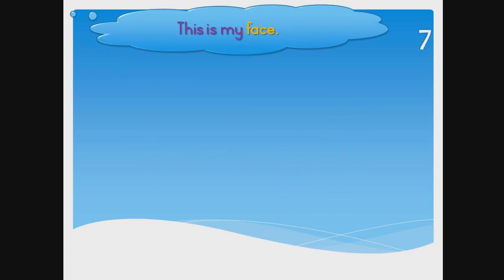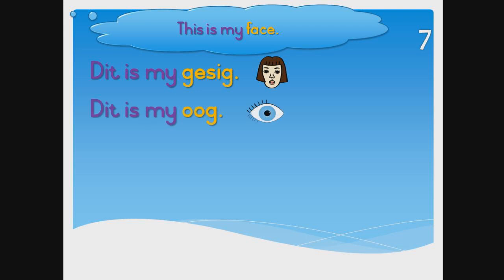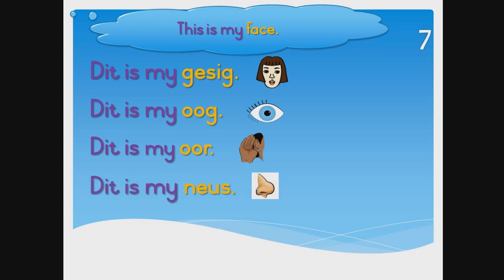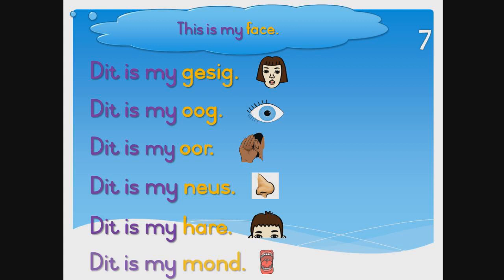Let's practice these words in sentences. In English we would say, this is my face, and in Afrikaans, dit is my gesig. Dit is my oog. Dit is my oor. Dit is my neus. Dit is my hare. Dit is my mond.